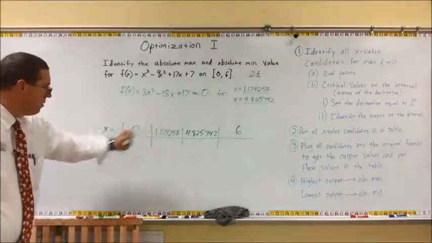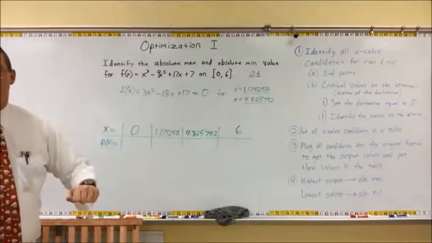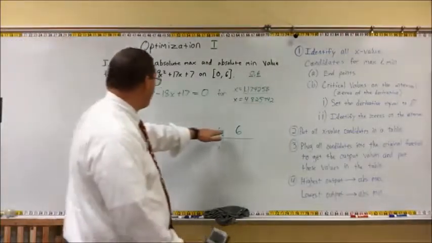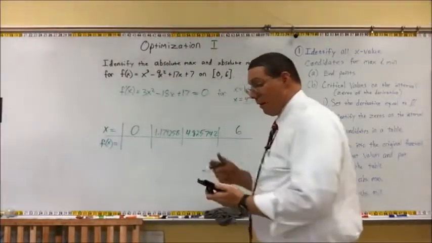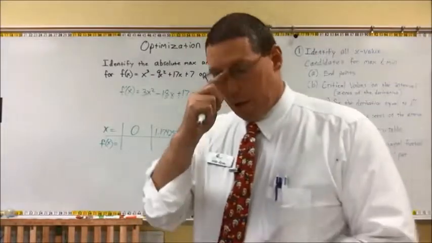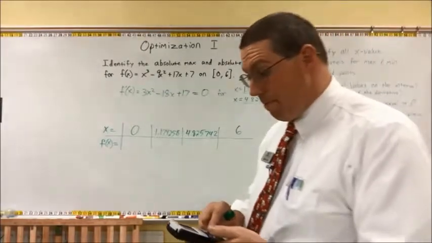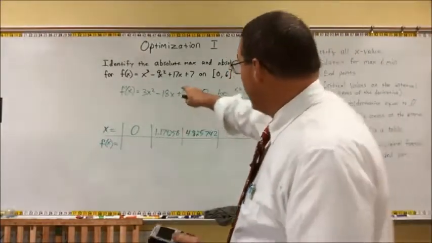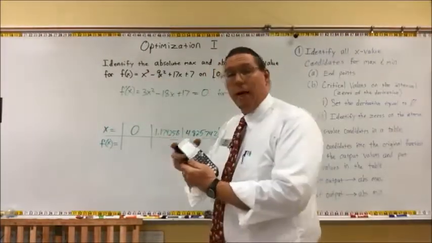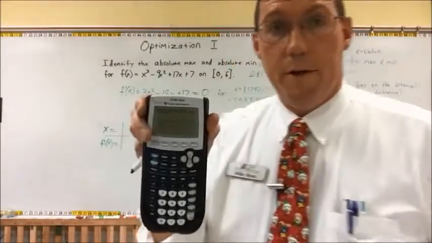So now I have my x's and I have my f of x's. So I'm going to plug these 4 numbers into f of x. Now to do that, I'm going to use the graphing calculator. I'm going to go to y equals, and then I'm going to key in x cubed. I cleared out the derivative. I don't need the derivative anymore.